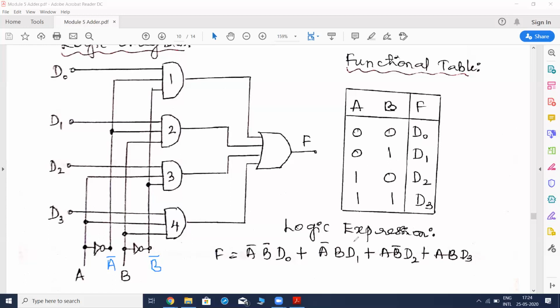You could observe that over here also, one of the AND gates will be enabled at any given instant of time, and the data that is available in that particular line will appear at the output. This is what a multiplexer is.